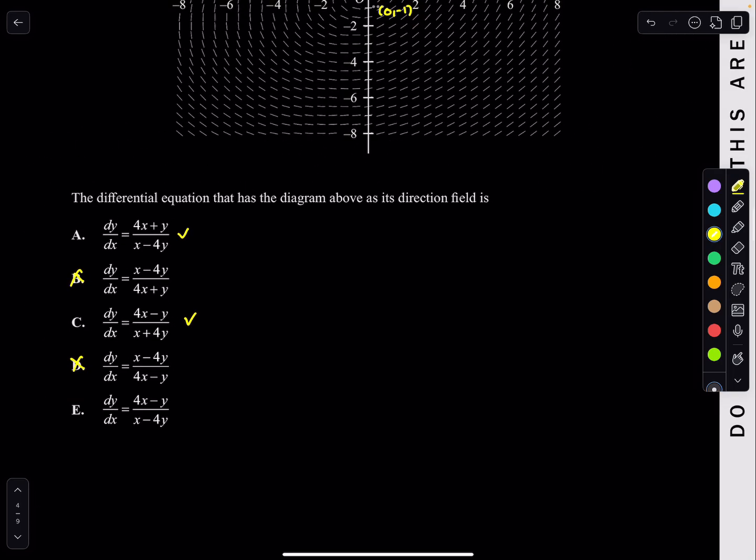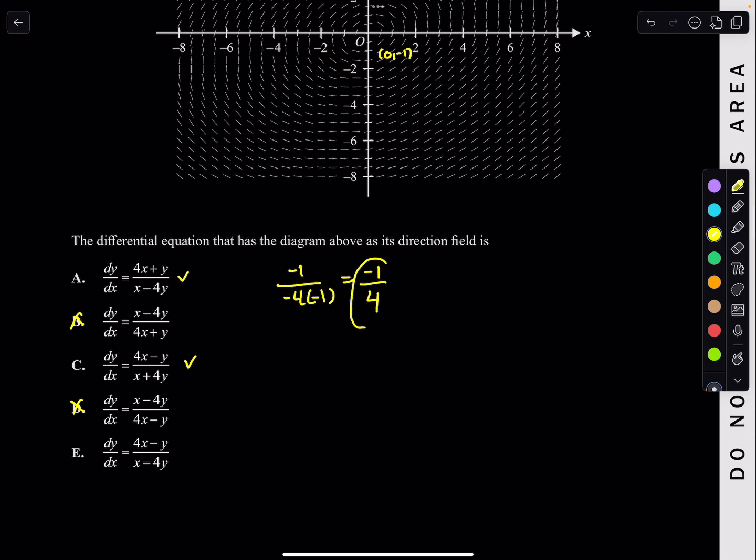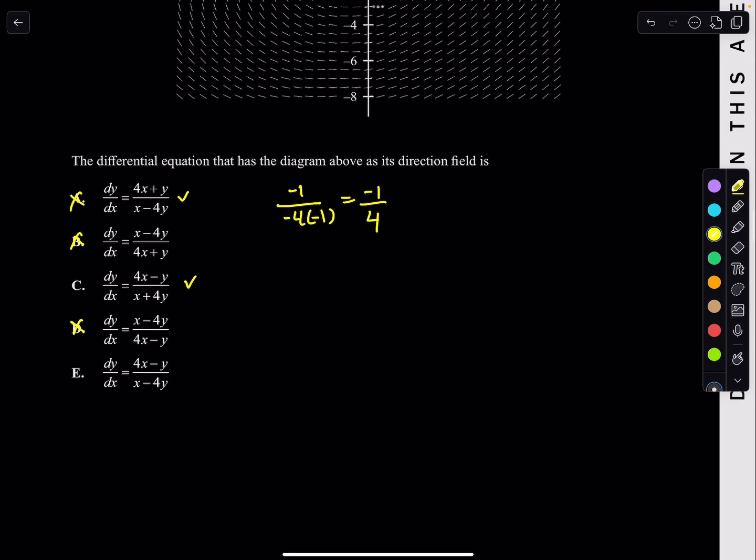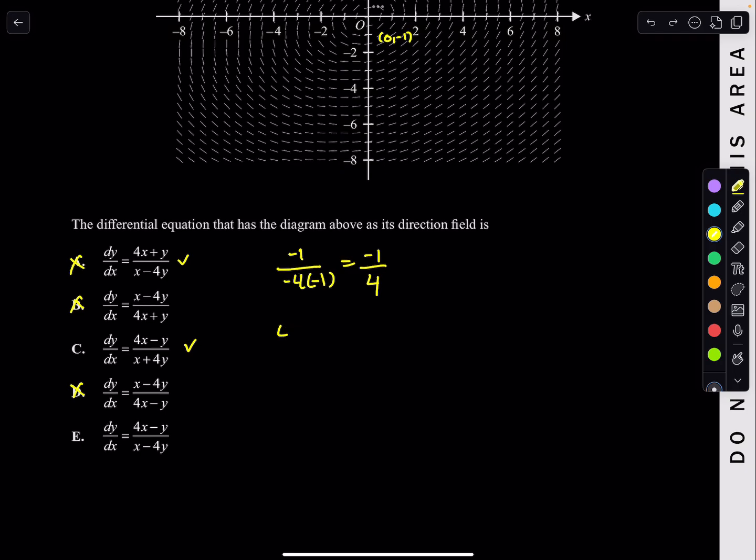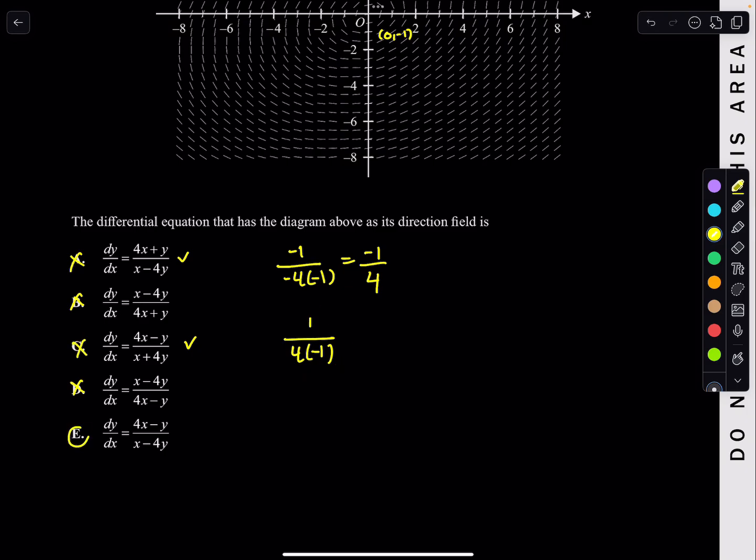Let's try it on A. So 0, negative 1 would be negative 1 over negative 4, negative 1, which is negative 1 over positive 4, which, remember, the gradient is slightly positive. Why is it negative? So it's not A. C, let's try that also. Again, this is also negative. So it's actually the same. So not that, and it should be E.